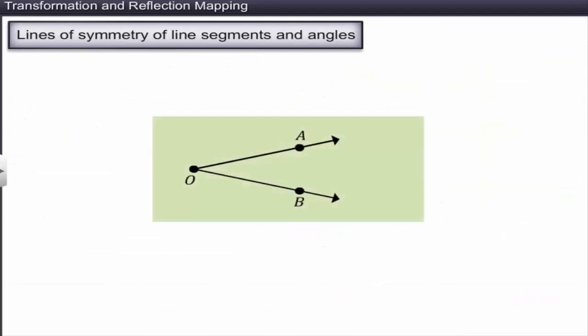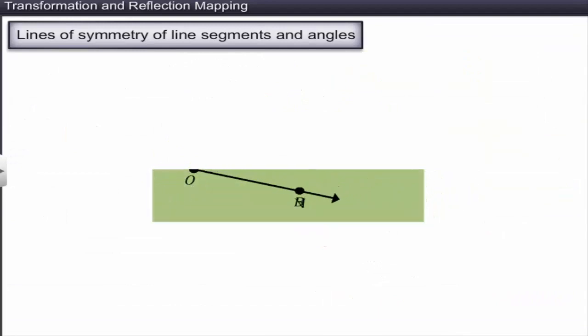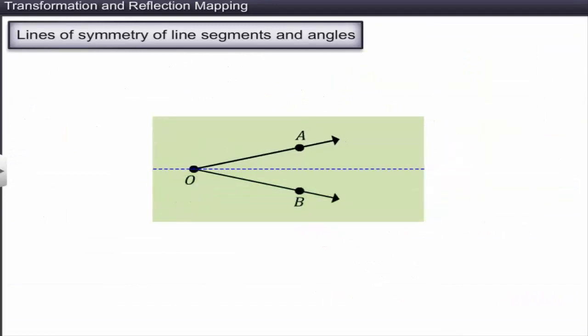Given angle AOB on a sheet of paper, to obtain its line of symmetry, fold the sheet in such a way that point B coincides with point A. Then unfold the sheet. The crease on the paper so obtained is the line of symmetry. The line of symmetry of an angle can be obtained by drawing the angle bisector of the given angle.